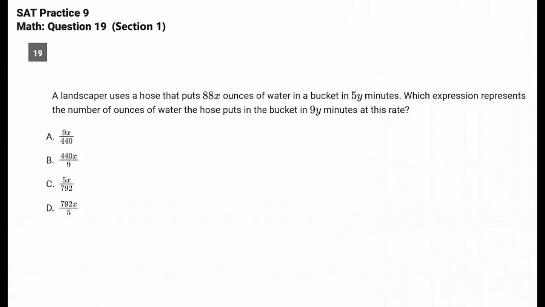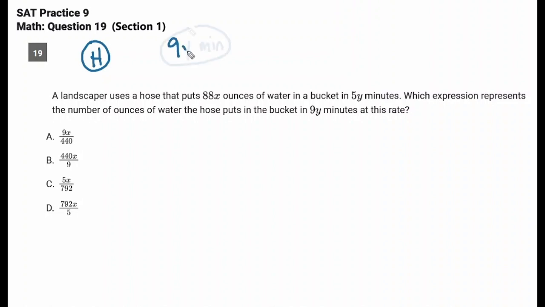We're on SAT Practice Test 9, Math Section 1, Question 19. What's the level of difficulty here? It's hard. A landscaper uses a hose that puts 88x ounces of water in a bucket in 5y minutes. Which expression represents the number of ounces of water the hose puts in the bucket in 9y minutes at this rate?